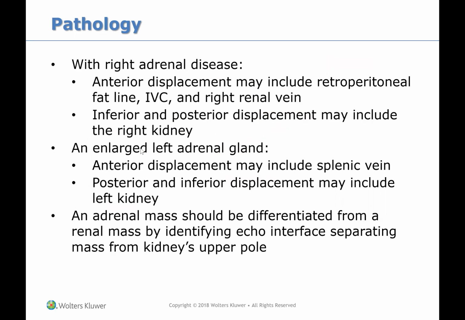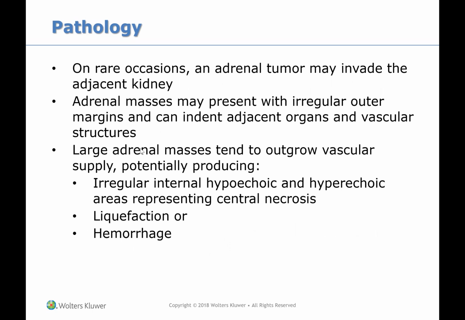With right adrenal disease, anterior displacement may include the retroperitoneal fat line, IVC, and right renal vein. Inferior and posterior displacement may include the right kidney. With a large left adrenal gland, there's anterior displacement, or a posterior and inferior displacement may include the left kidney. On rare occasions, the adrenal tumor may invade the adjacent kidney.